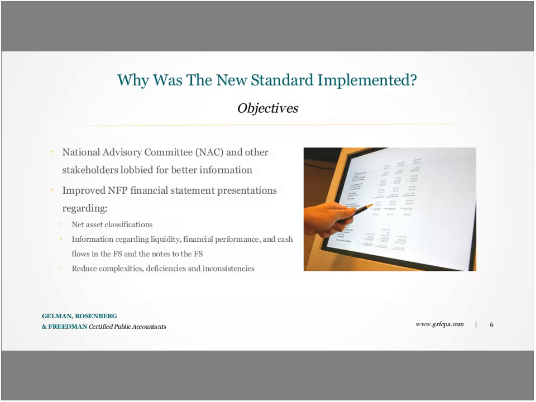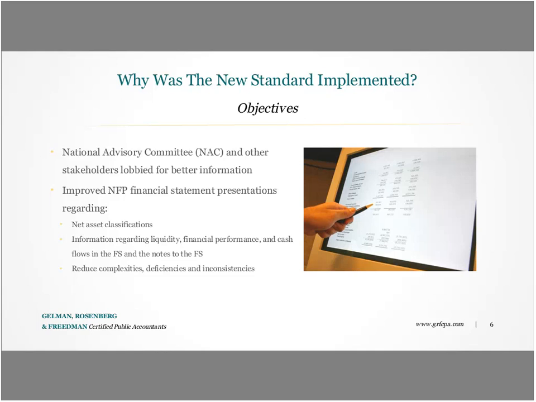Thank you, Jennifer. So why was ASU 2016-14 implemented? The National Advisory Committee and other stakeholders lobbied for better information, and that information will significantly affect how nonprofit organizations communicate with their stakeholders.